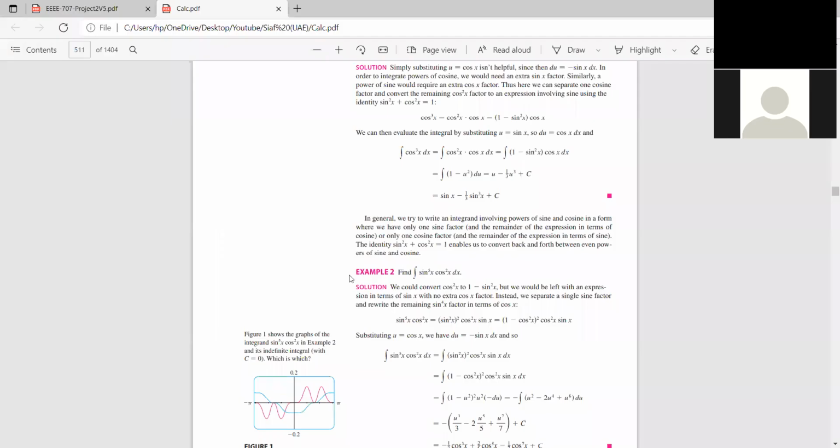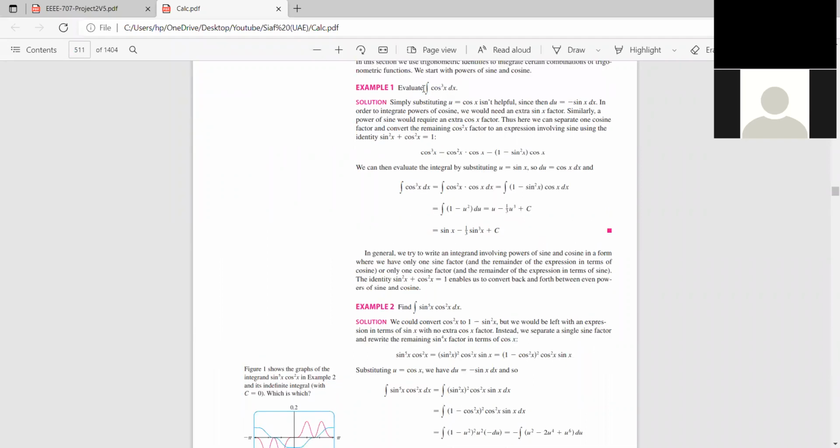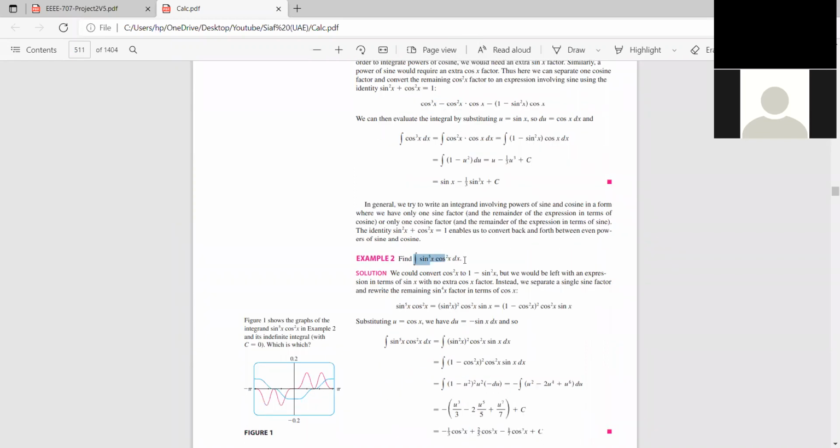Okay, example number 2 is sine 5x. In the first example there was only one function, which was cos cube. Now we have two trigonometric functions together. So it is sine 5x cos square x dx.